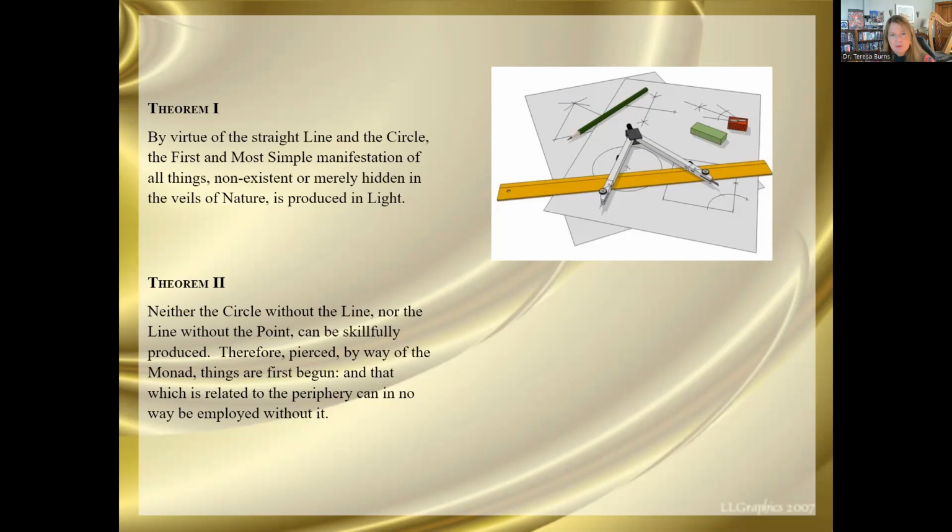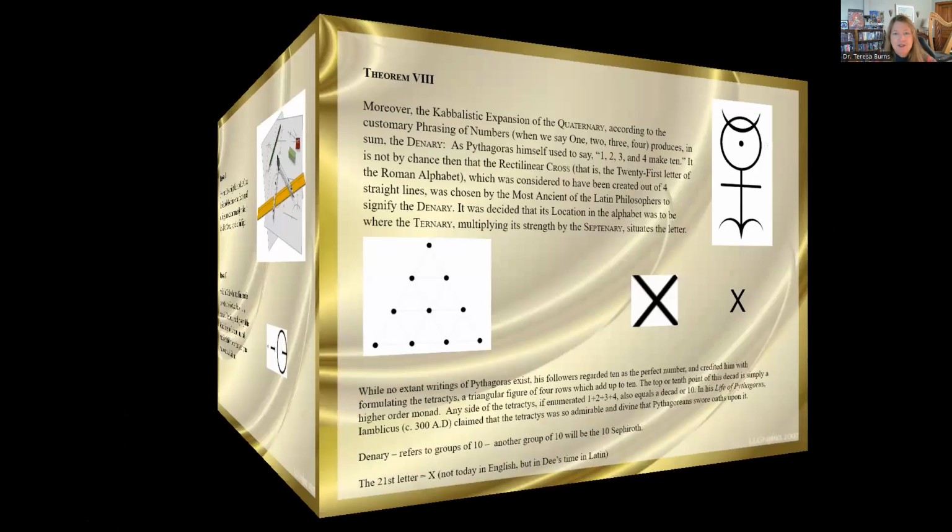In this case, for the doubling of the cube problem, what you're going to need is a cube root of 2, which is also an irrational number that you can just calculate way out and not a Euclidean number. But if you are tolerant of a bit of slop in there, maybe it will work if you just kind of want an approximate. We'll see if that happens. Anyway, in the second theorem, D alludes to this idea of compass and straight edge again when he says, neither the circle without the line nor the line without the point can be skillfully produced. Therefore, pierced by way of the monad, things are first begun, and that which is related to the periphery can in no way be employed without it.